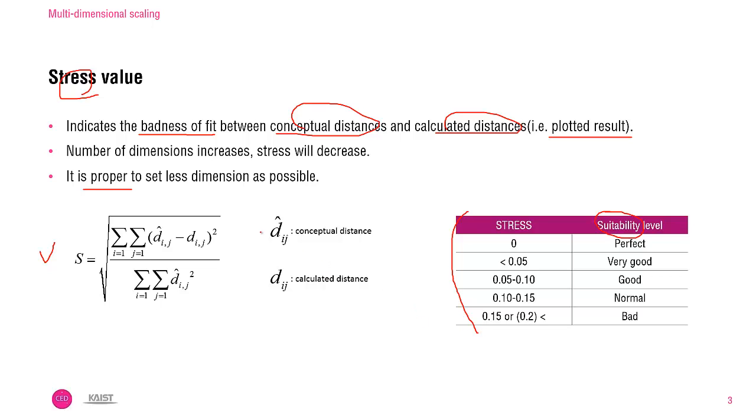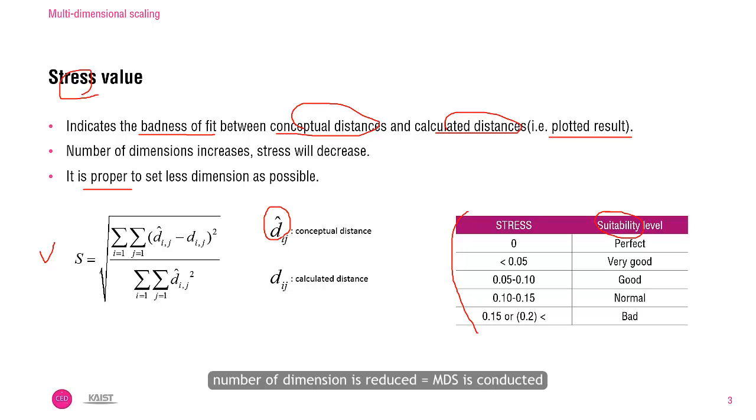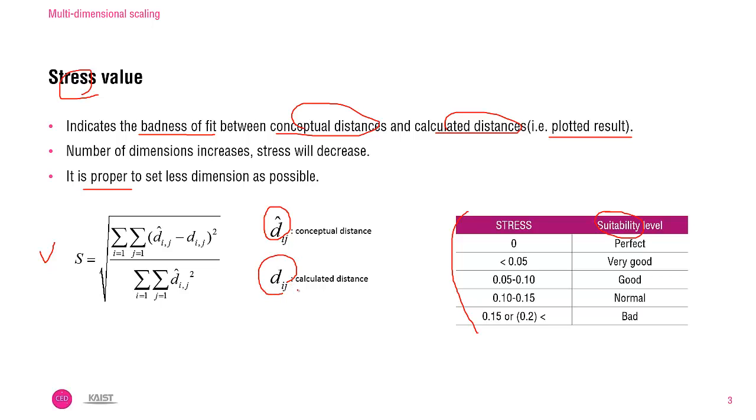The conceptual distance, d hat, indicates the initial distance that existed before the number of dimensions is reduced. And the calculated distance indicates the distance after the number of dimensions is reduced. Therefore, when both distances are the same, the stress value will be 0. And this means that it is a perfect case.